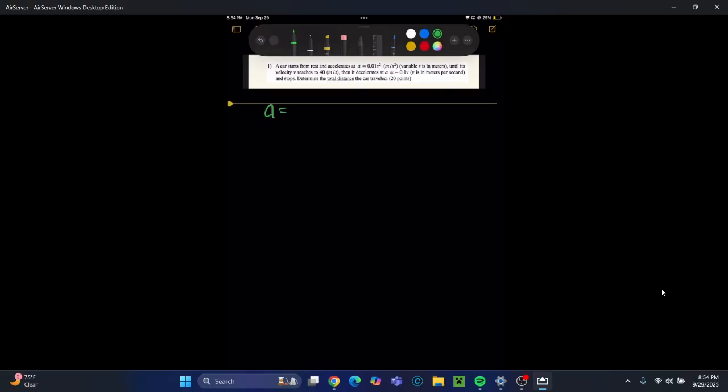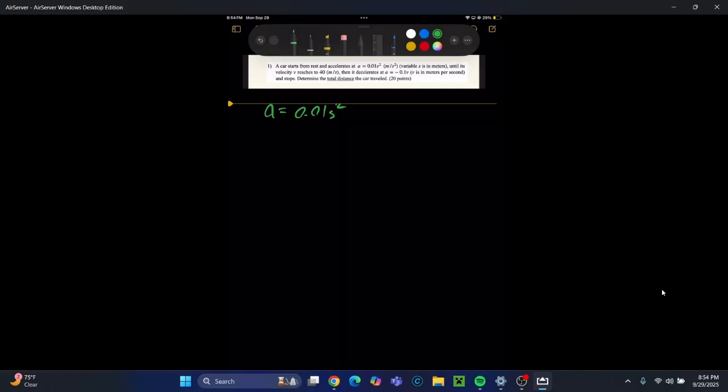This is the next question. I hate what this thing does. Before going to that, let's read the question. A car starts from rest and accelerates at a equals 0.01 s squared. Variable s is in meters, so because it's in meters, we know s is some position, until its velocity v reaches 40 meters per second.